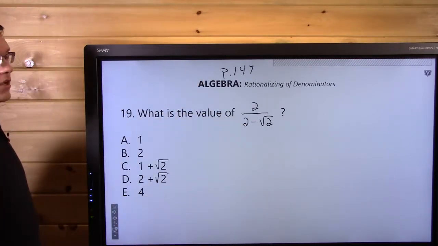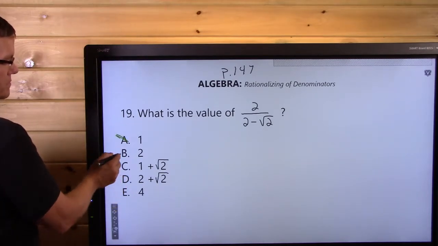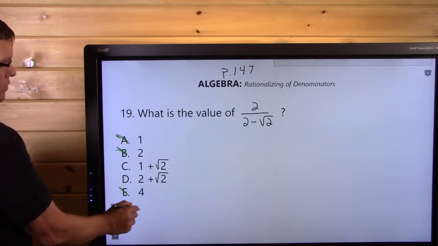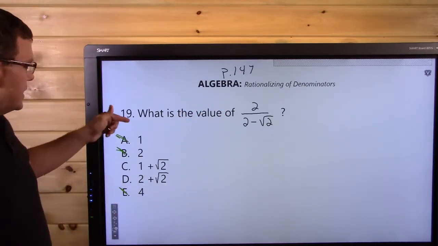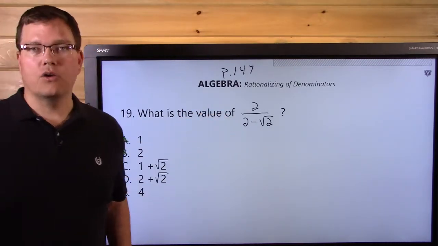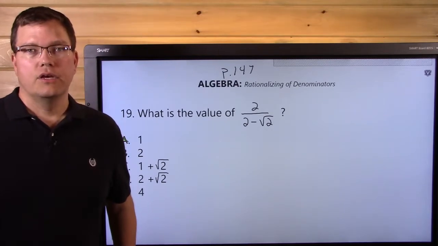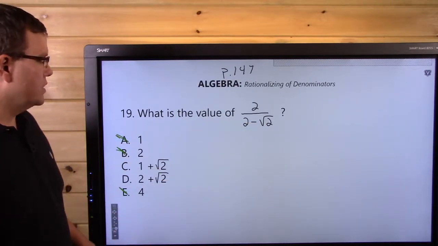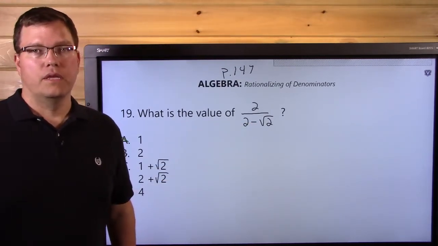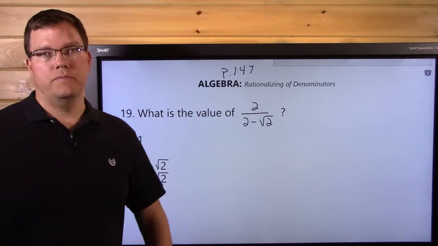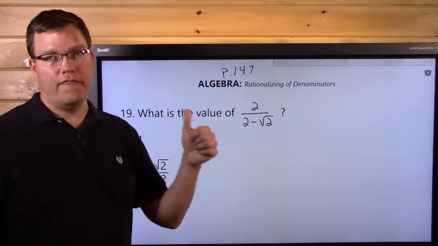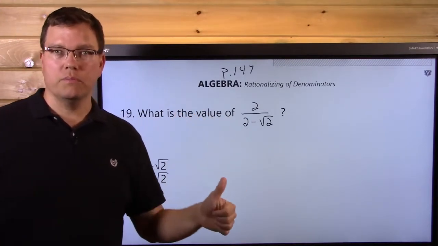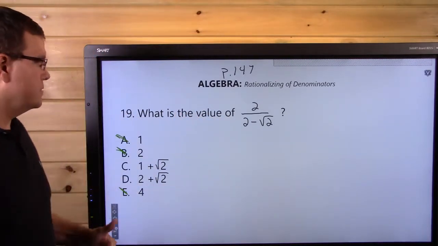You're also not going to be able to multiply by A, B, or E. Because multiplying that denominator by an integer is not going to rationalize that. You're not going to get rid of that square root if you multiply this thing by 2. You're just going to have 2 square roots of 2. So it's down to either C or D because they each have square root of 2, and that's what we need. You need to multiply that root 2 by another root 2.